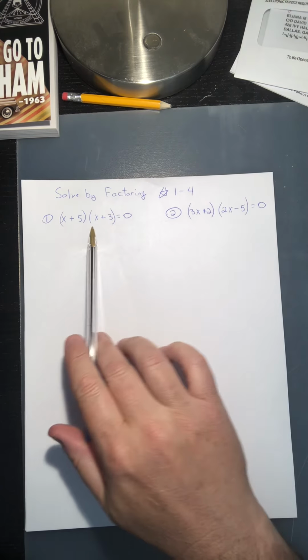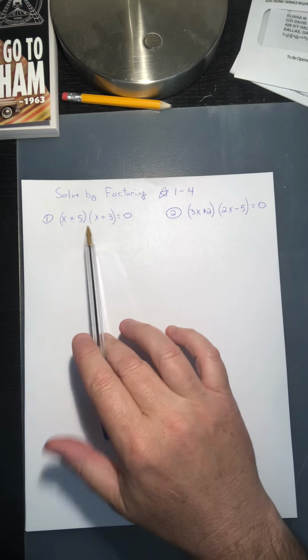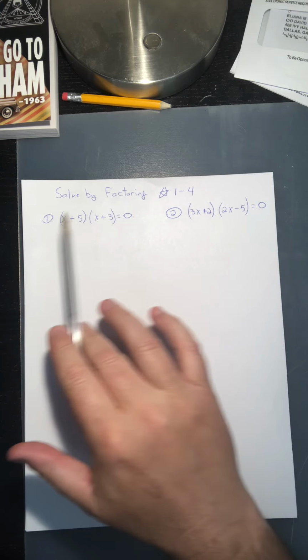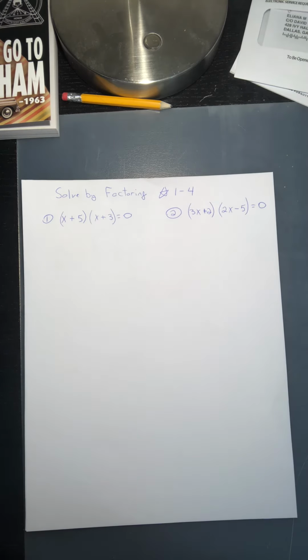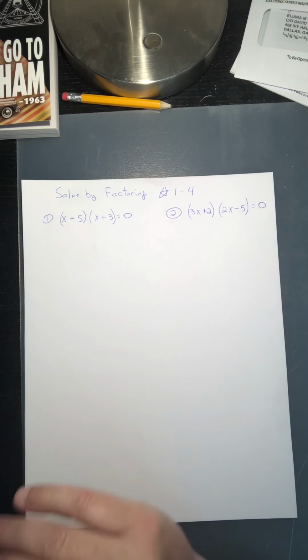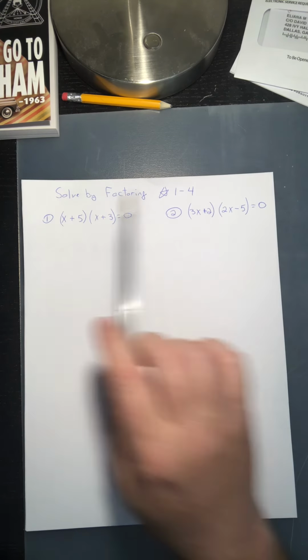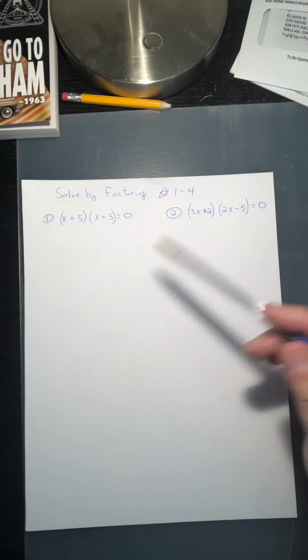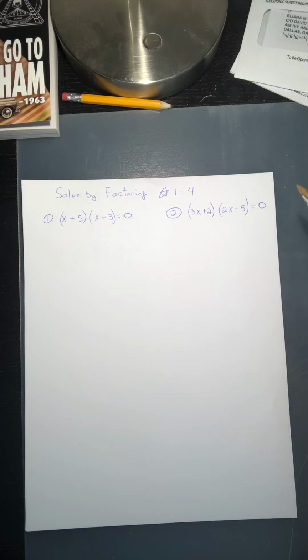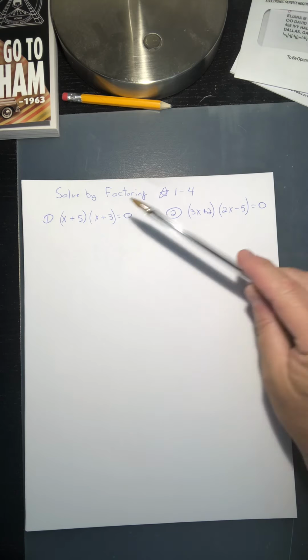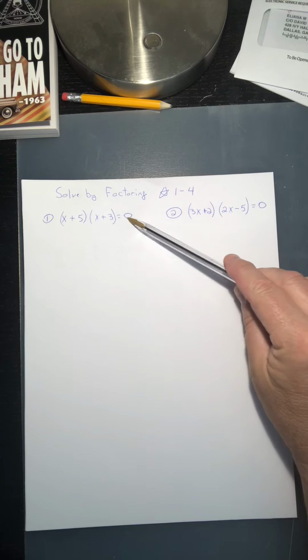First of all, what you're looking at right here is, let's just pretend that I have already factored out a quadratic or a trinomial. So I've already factored it out. This was my answer, x plus 5 times x plus 3. Next, I want you to realize that this is equal to 0.